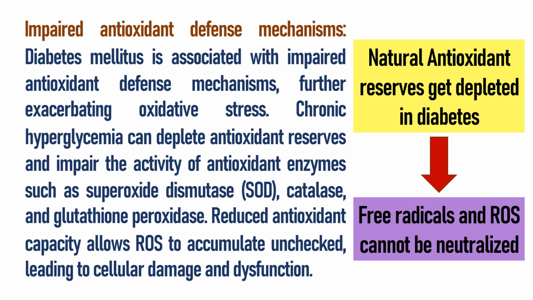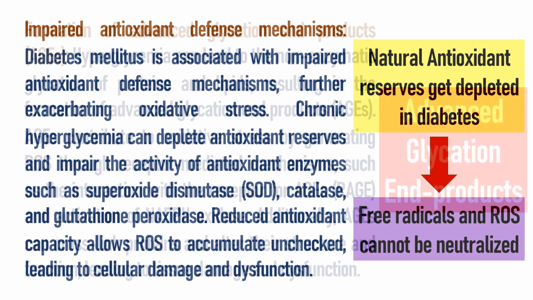Impaired antioxidant defense mechanisms. Diabetes mellitus is associated with impaired antioxidant defense mechanisms, further exacerbating oxidative stress. Chronic hyperglycemia can deplete antioxidant reserves and impair the activity of antioxidant enzymes such as superoxide dismutase, catalase, and glutathione peroxidase. Reduced antioxidant capacity allows reactive oxygen species to accumulate unchecked, leading to cellular damage and dysfunction.